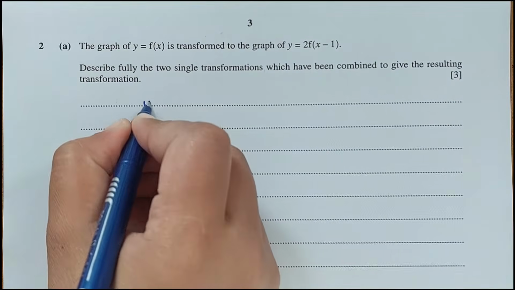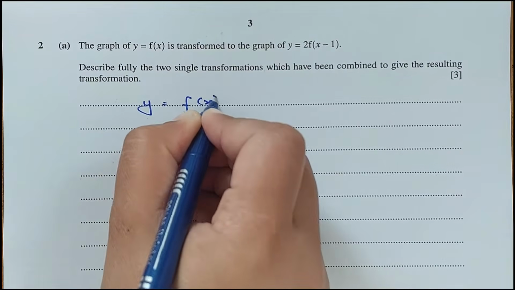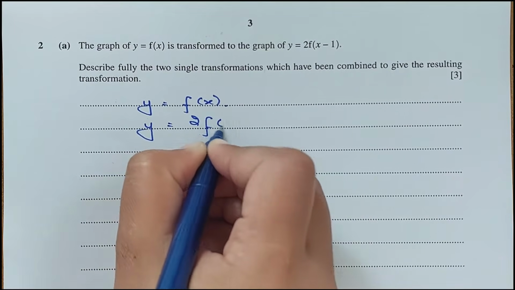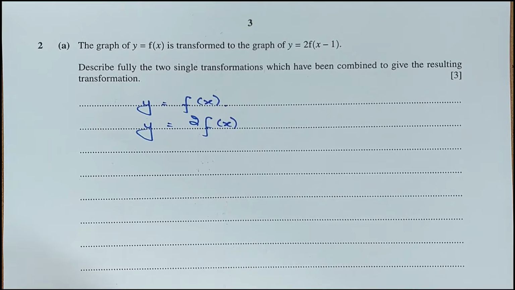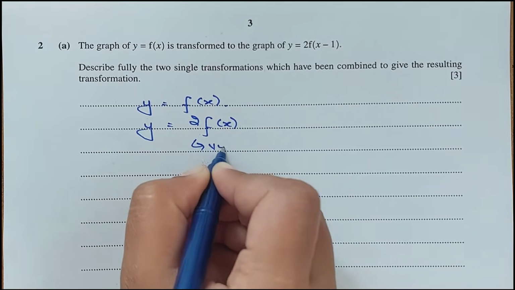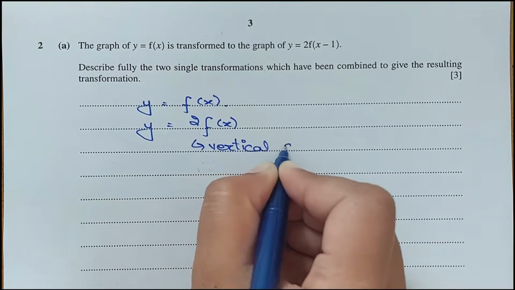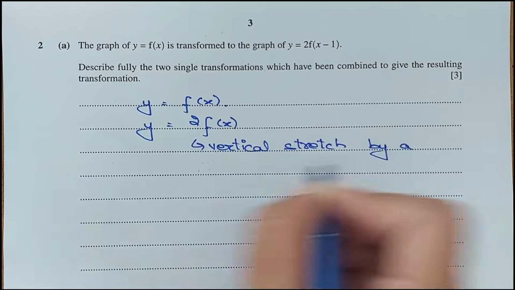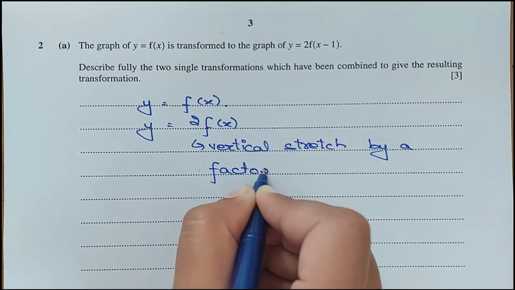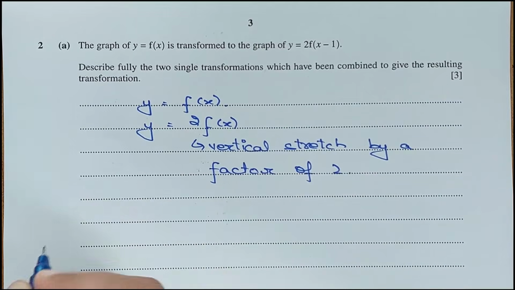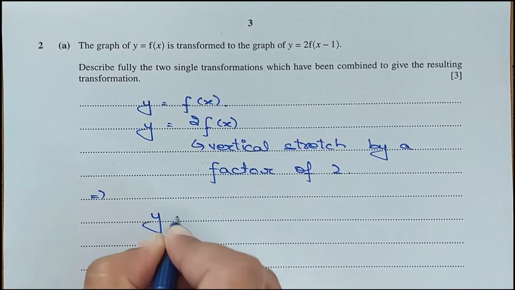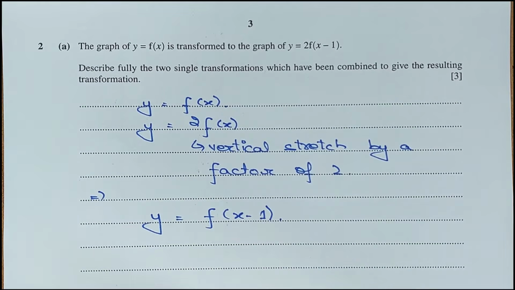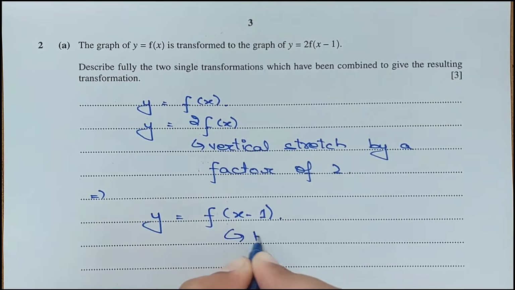Right. So we have y = f(x). This is the base function. It is transformed to y = 2f(x). Right, so 2 times f(x) means we have a vertical stretch by a factor of 2, right? And we have y = f(x − 1). This minus 1 is a horizontal translation, 1 unit to the left.